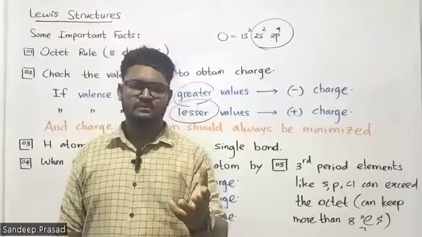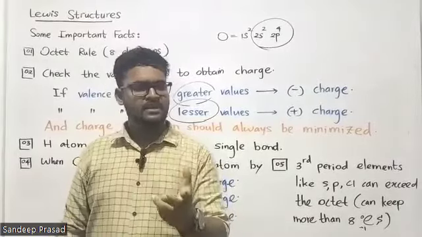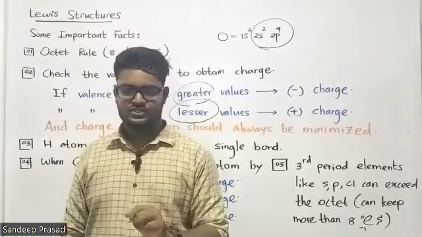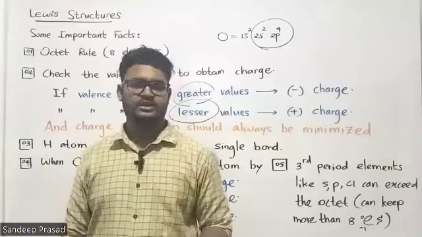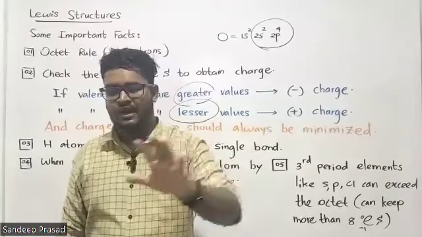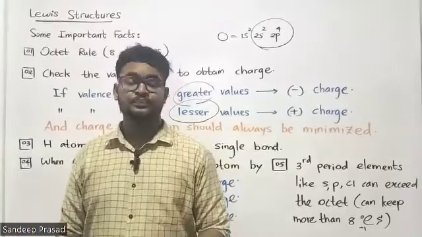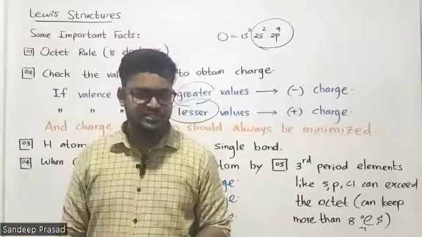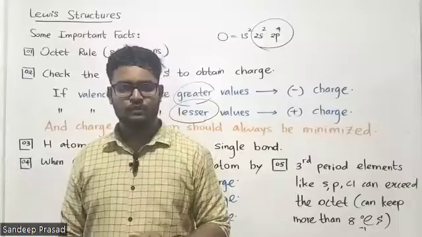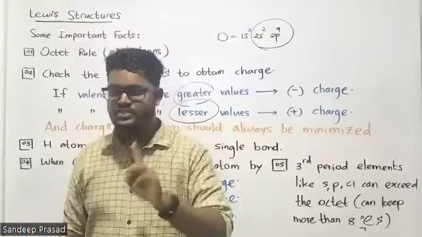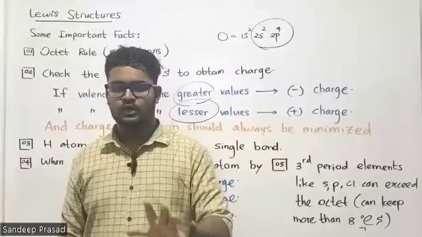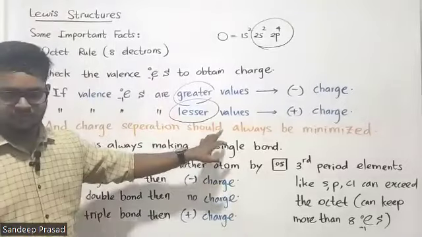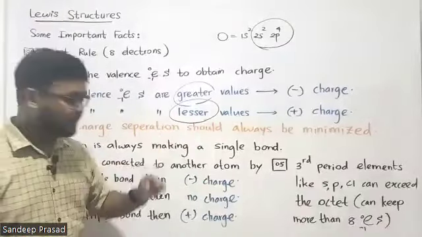Because there are many possibilities that can make charges: minus one, minus two, plus one. Therefore, try to reduce the charge separation. If it is a neutral molecule, try not to put charges. That is very important. We have to minimize the charge separation inside the molecule or ion that we are drawing. That is also very important.